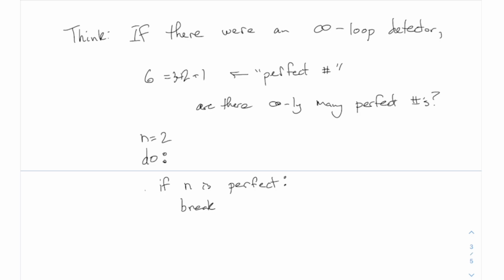Do is illegal? There's no do in Python. Can I say while? Yeah. While true? Oh, true, yeah. That's what I want. Whatever.